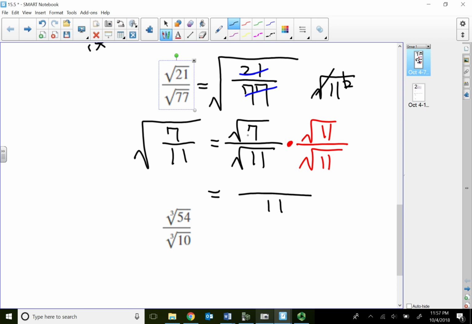So my top, square root of 7 times square root of 11, will be square root of 77. Just like multiplication, inside multiplies with inside, outside multiplies with outside. With a fraction, okay, inside reduces with inside, outside reduces with outside. So 77 is inside, 11 is on the outside. They cannot be reduced. Okay, so this must be my answer.